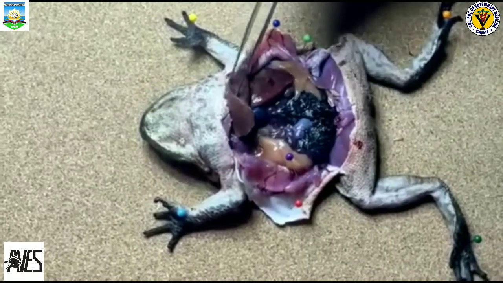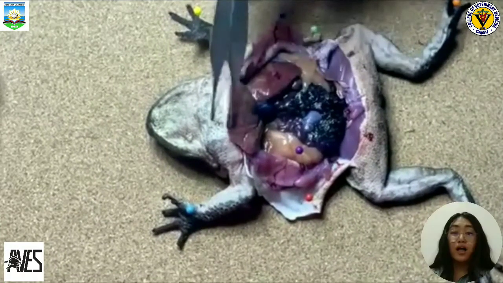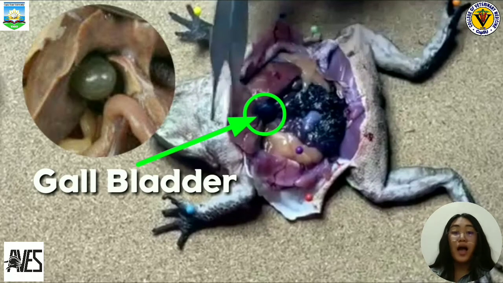If we lift the lobes of the liver, we can see the gallbladder of the frog, a small greenish sac which stores bile that is produced by the liver, then released into the small intestine via the common bile duct. The gallbladder of the frog is located tucked under the liver.